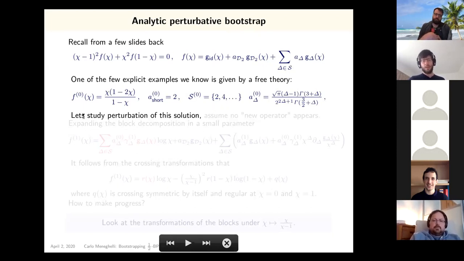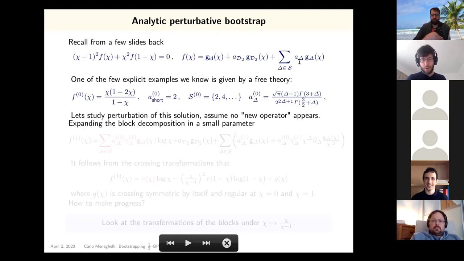Now we can imagine perturbing this solution. And when you perturb, what you do? You take the conformal block decomposition and expand the OPE coefficients A delta in a small parameter, as well as the dimension delta here. And it's easy to convince yourself, looking at the expression of the blocks, that the expansion of the dimension will produce a logarithm of chi. Something that in the small chi expansion has a logarithm of chi, and this multiplies the anomalous dimension.